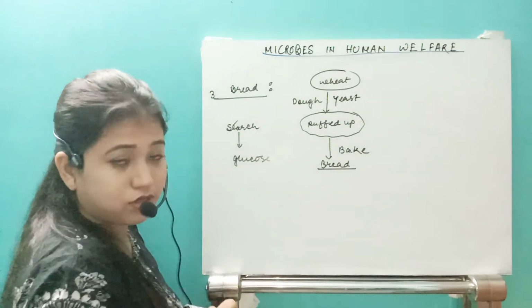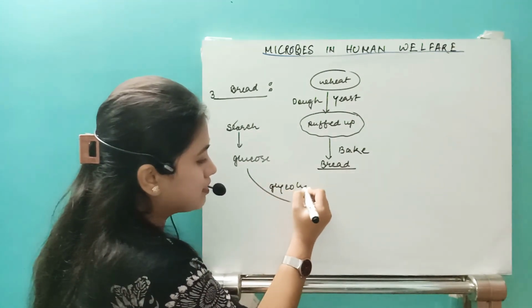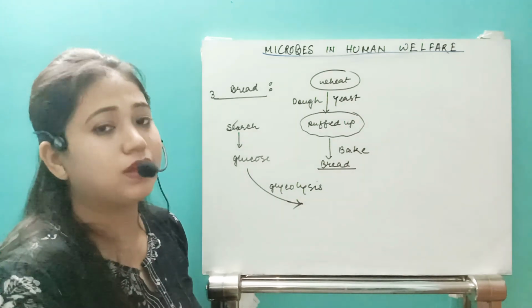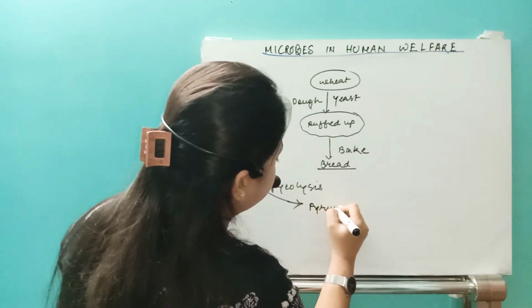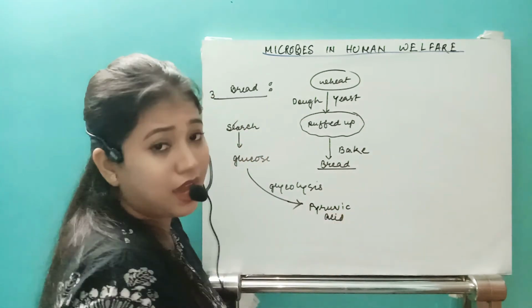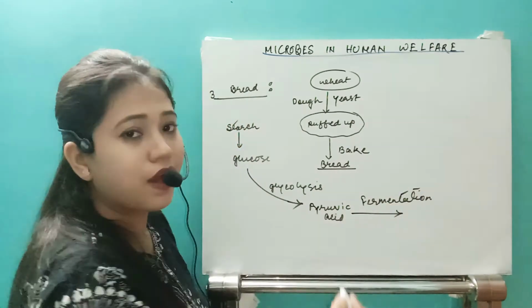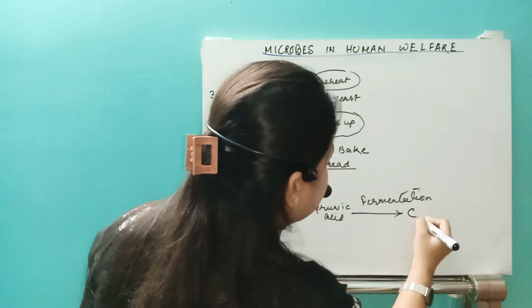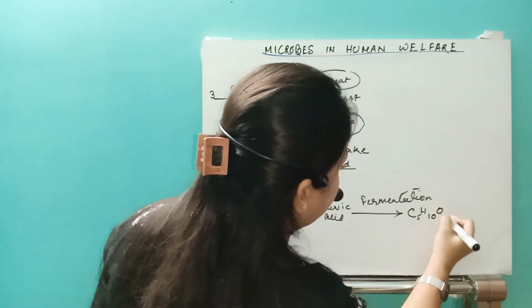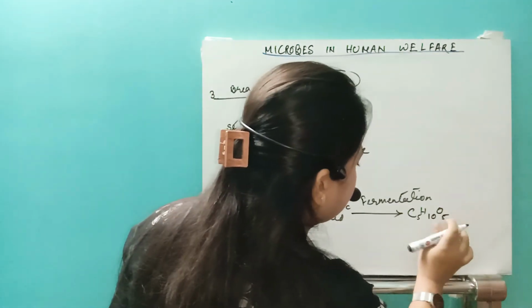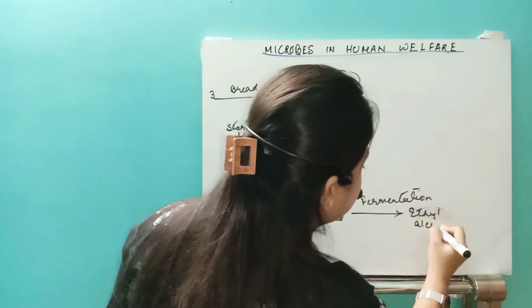Now, this glucose will undergo anaerobic respiration, that is glycolysis. Whenever it undergoes glycolysis, what does it produce? The pyruvic acid. Now this pyruvic acid will undergo fermentation. Whenever it undergoes fermentation, what does it produce? It produces carbon dioxide and also ethyl alcohol. We'll see that this is ethyl alcohol or ethanol.